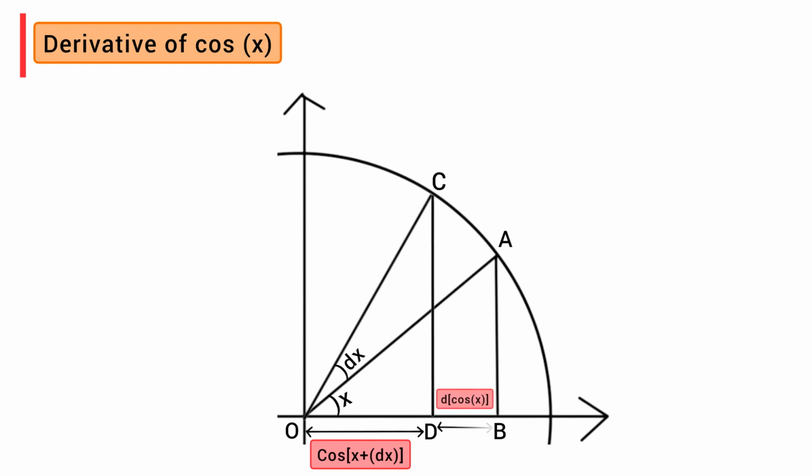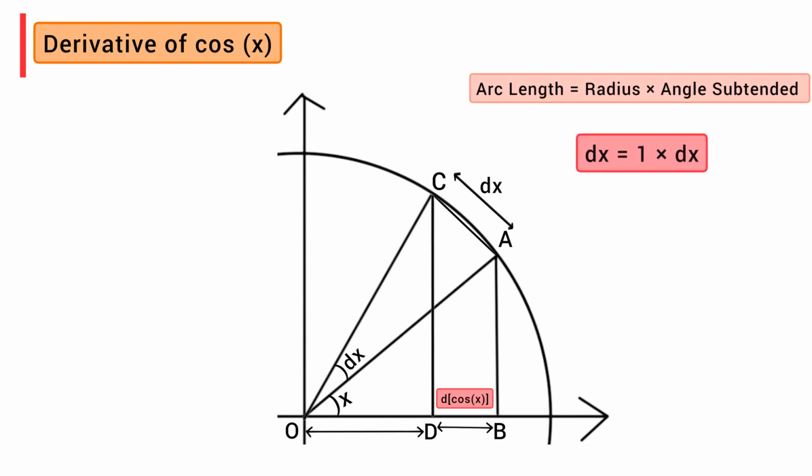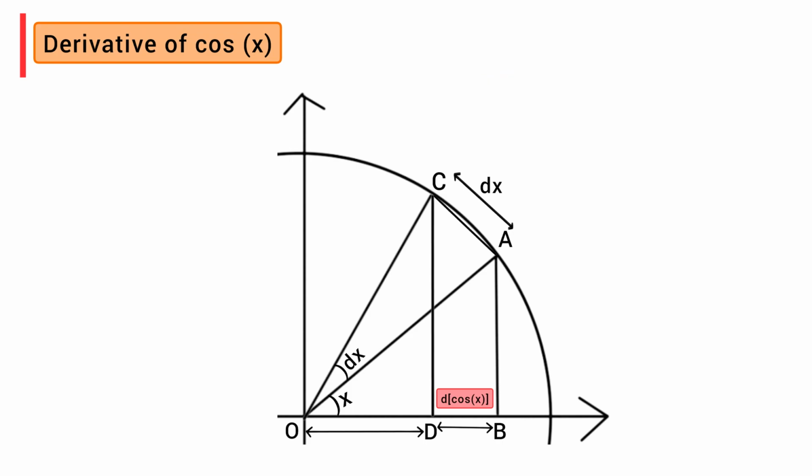To isolate the change dB, we turn our attention to the arc length, which, for small angles, approximates to a straight line. This arc length, equal to dx, since arc length is equal to the radius times the angle subtended, is represented by the line CA. For a small change in the angle, the change in cosine x is equivalent to the sine component of the arc length given by the line MA, which is equal to the length of dB.